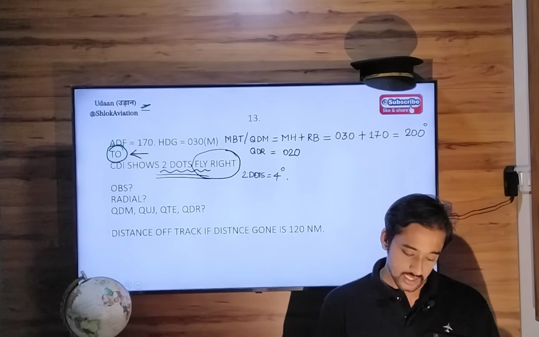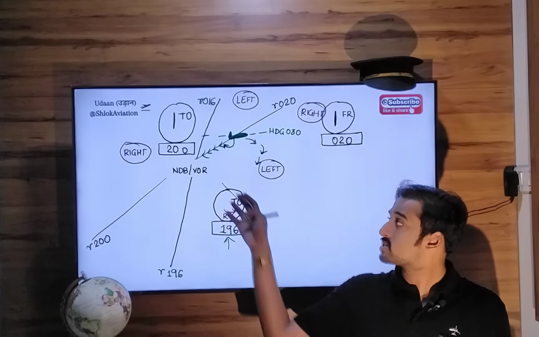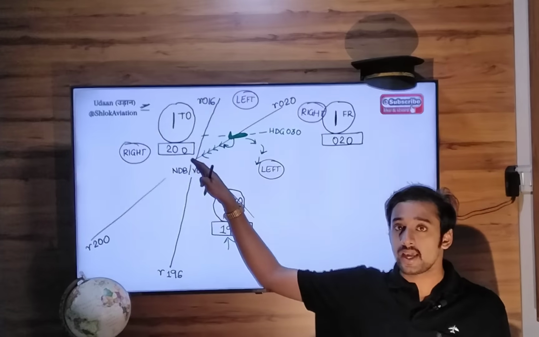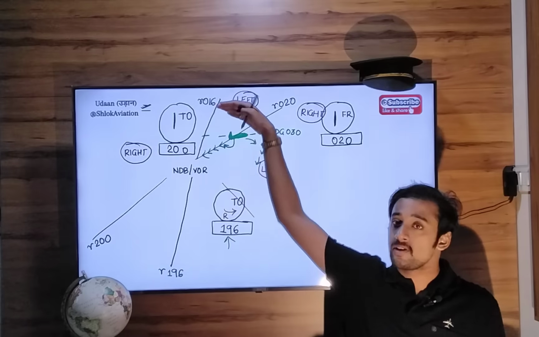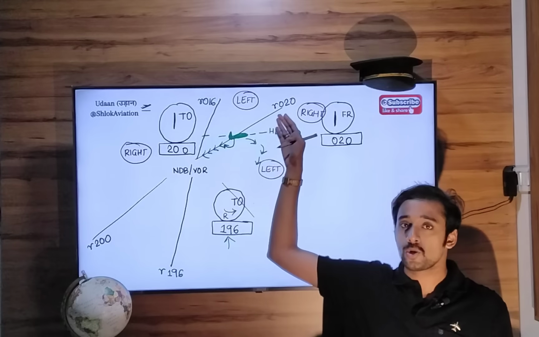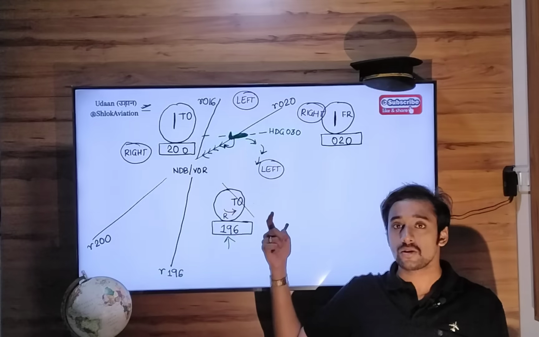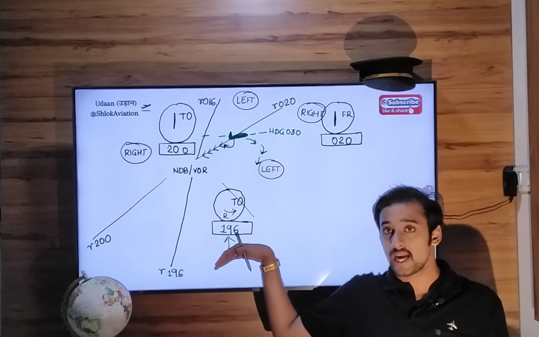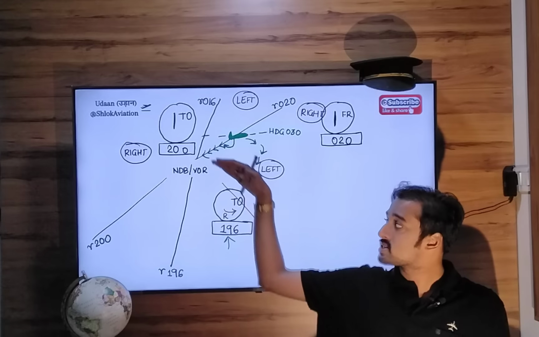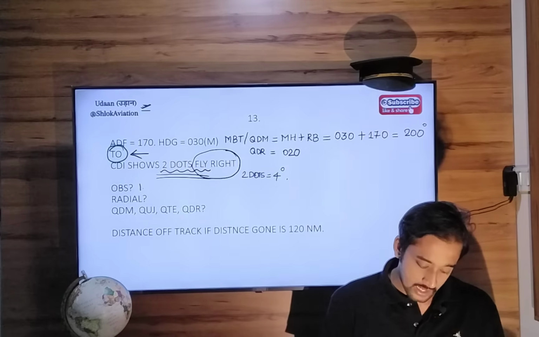What is the OBS? The OBS the pilot has set is 196. Why not 016? Because the 016 radial is on this side of the VOR, which will take you away from the VOR, like this radial 020 is doing. Okay, you are getting a FROM indication. That means you should understand that FROM indication means this side of the VOR, which is 016, the opposite. So OBS is 196.